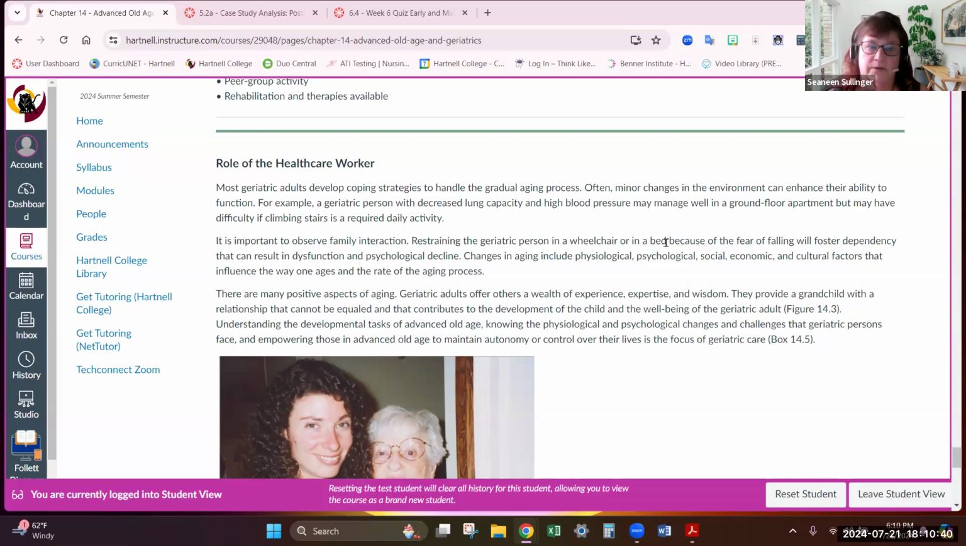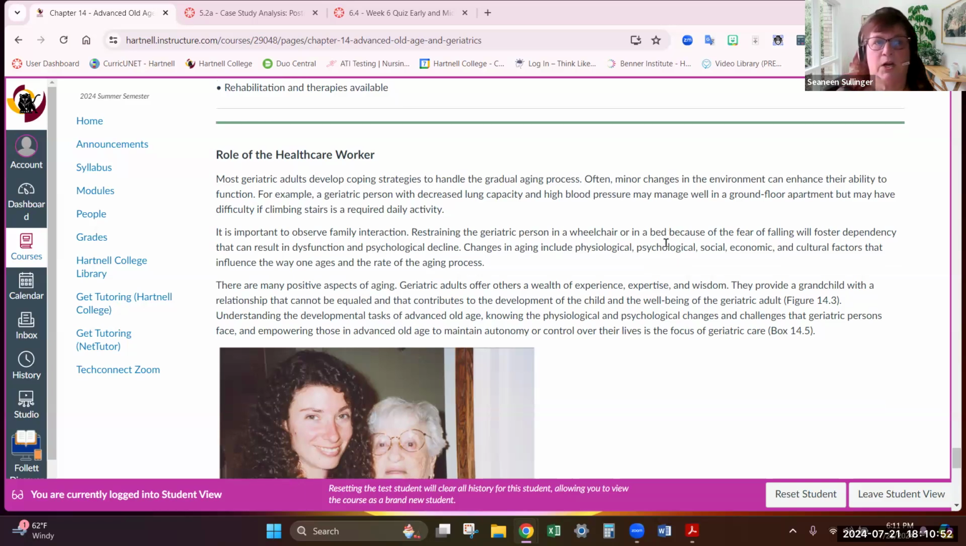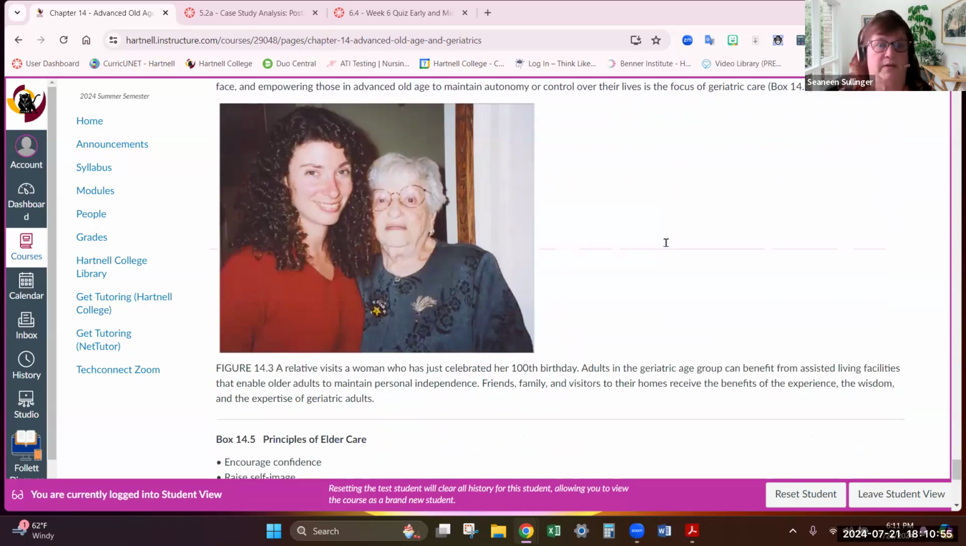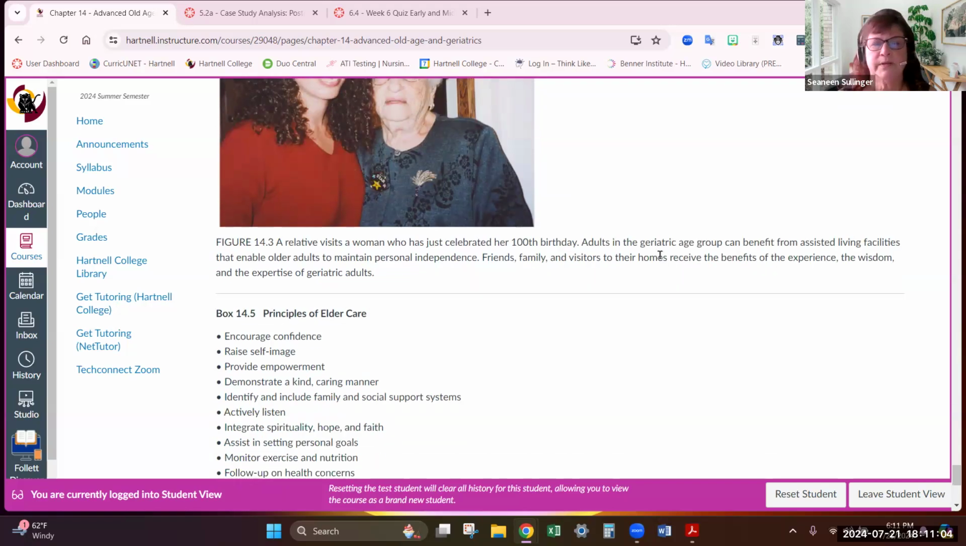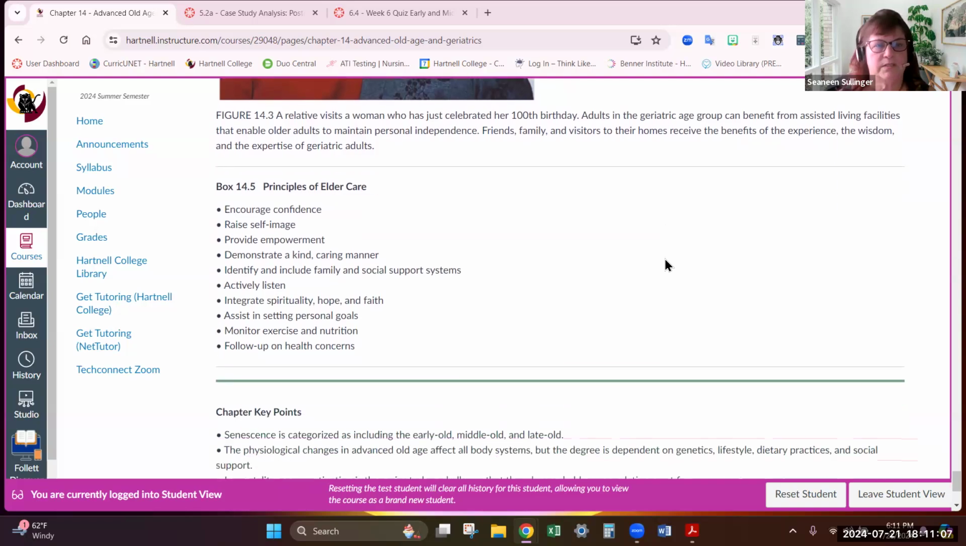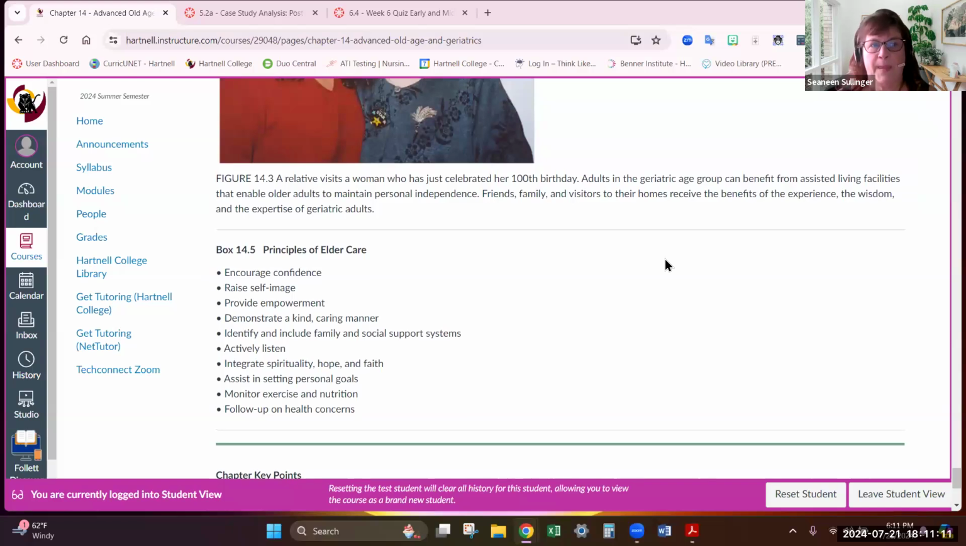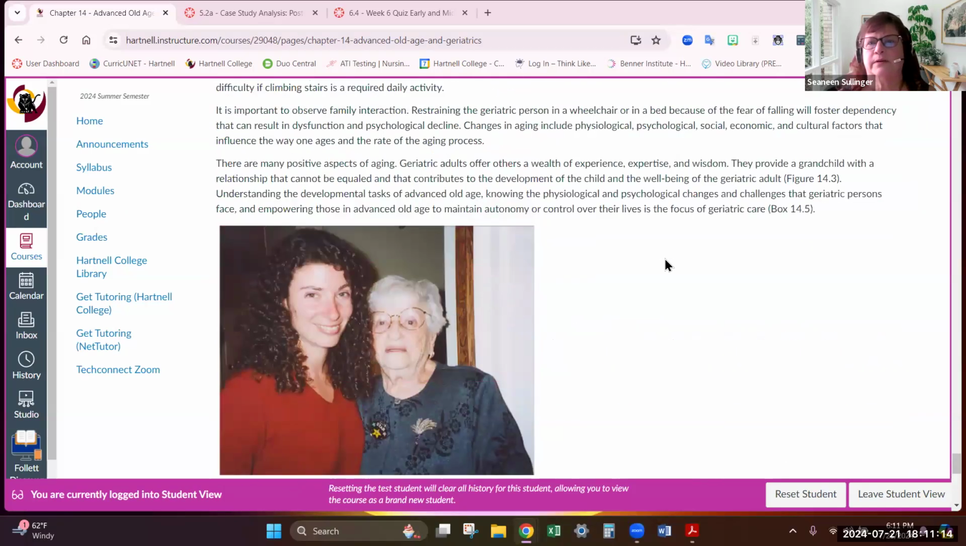And so for this particular example, understanding the developmental tasks and things that happen to the elderly as the person is aging, I think is really important. And one of the key things is for us to help them maintain their autonomy as much as possible. And so this person apparently just celebrated her 100th birthday, and we're seeing more and more of that. People are living longer. So one of the things that you need to keep in mind are the principles of elder care.